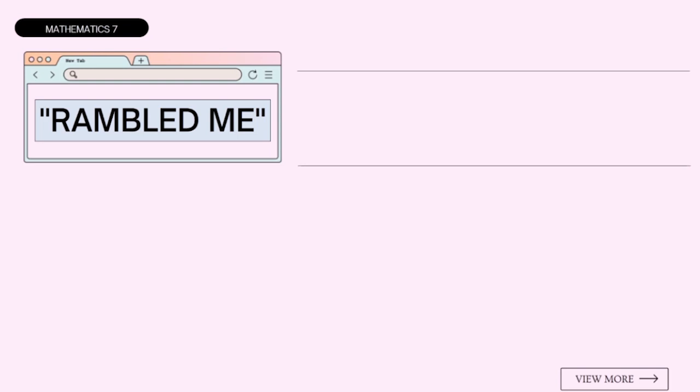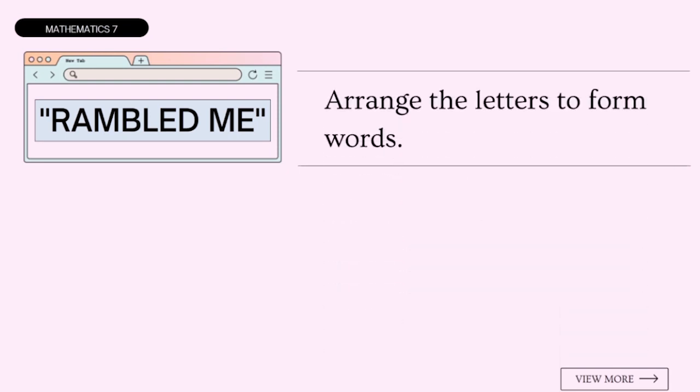So before we start our lesson, let's have first an activity. Our activity is called Scramble Me. So our mechanics: you will first be given a group of letters that must be jumbled in order to form the correct word. Then you will guess the words and raise your hand if you know the answers. So let's start. Arrange the letters to form the word.